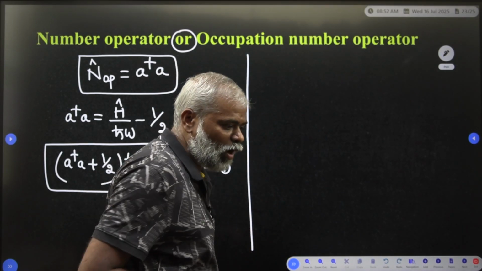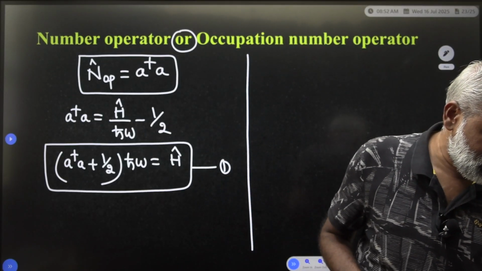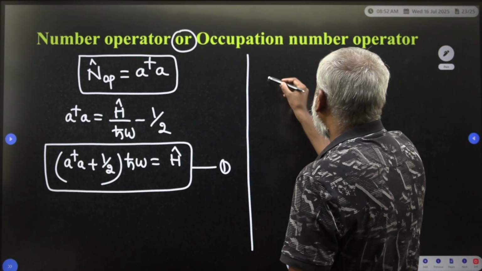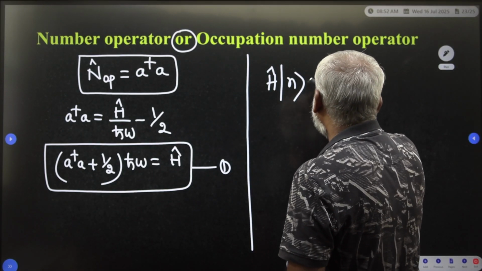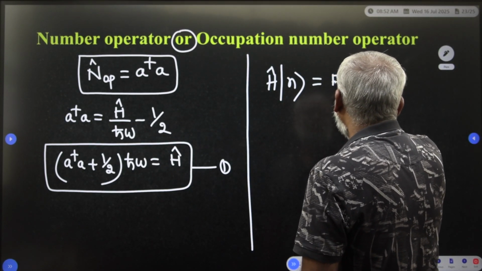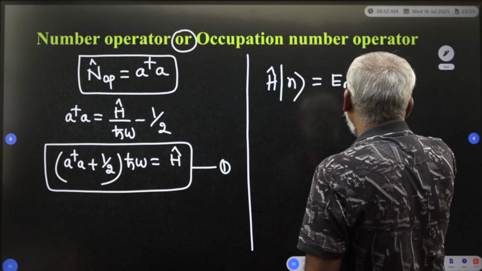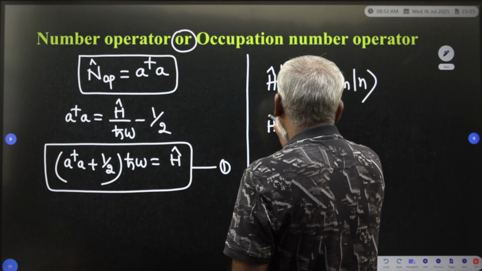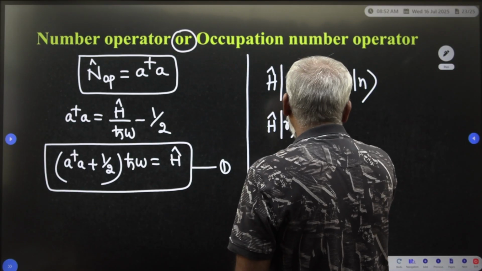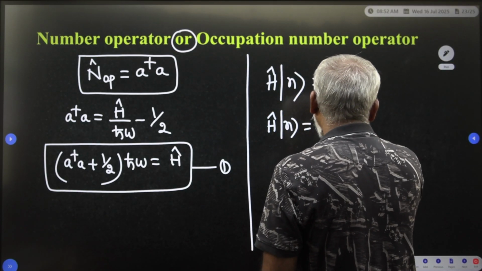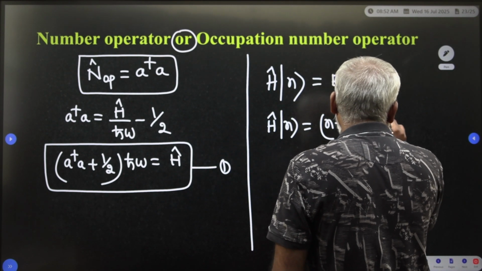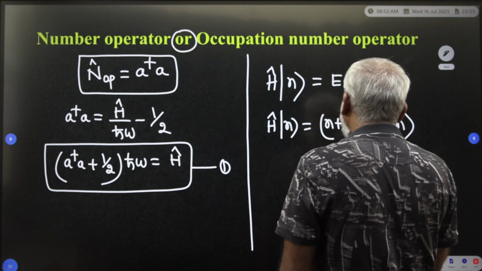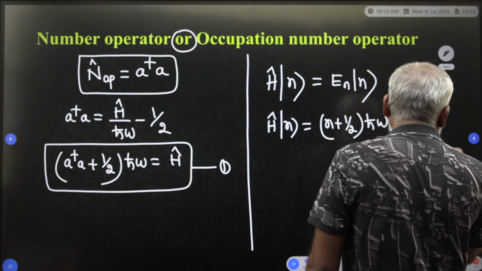This equation, equation 1, you have to write. First, we know that according to the linear harmonic oscillator, H cap applied on ket n gives En into ket n. But you know that H cap into ket n is equal to, so what is the En? It is (n plus 1 by 2) into h cut omega into ket n. This is equation number 2.